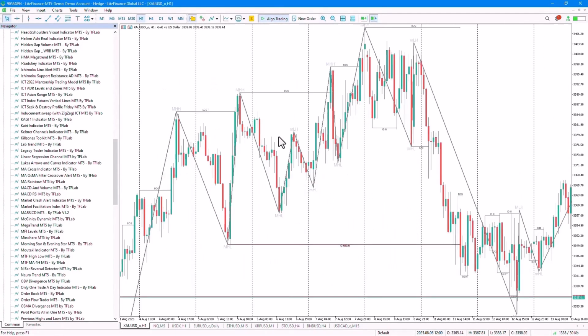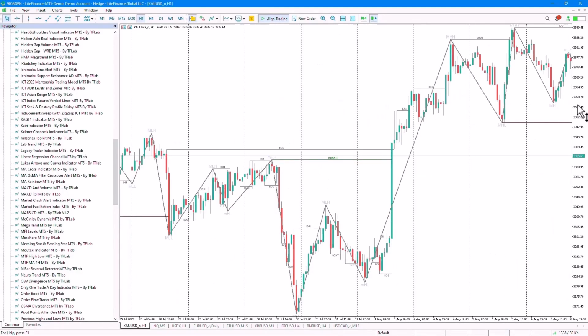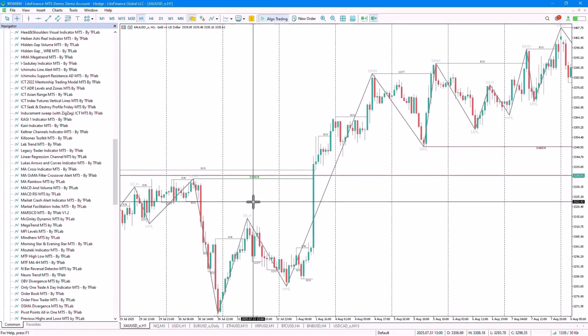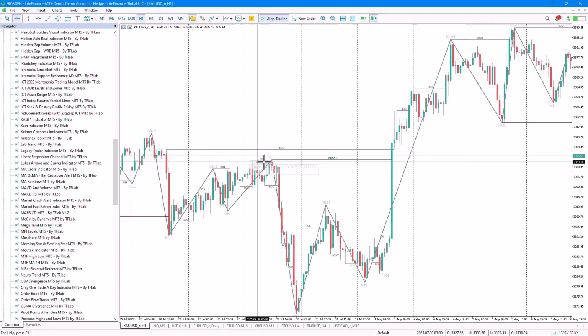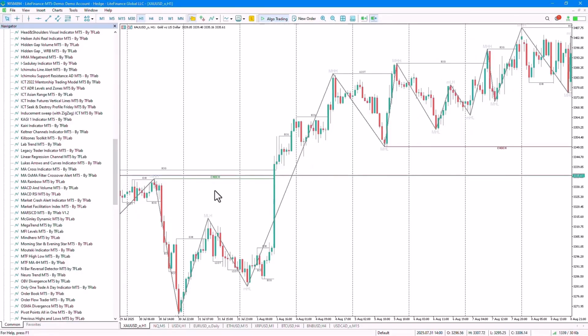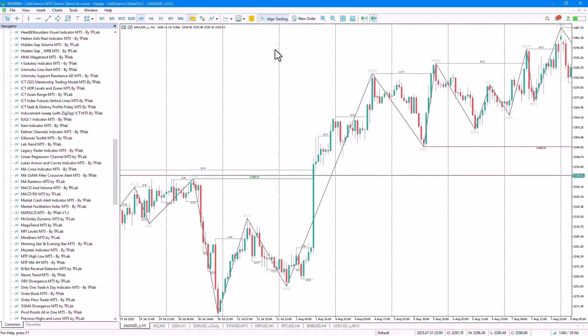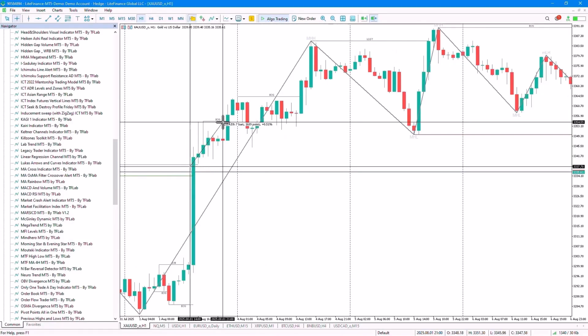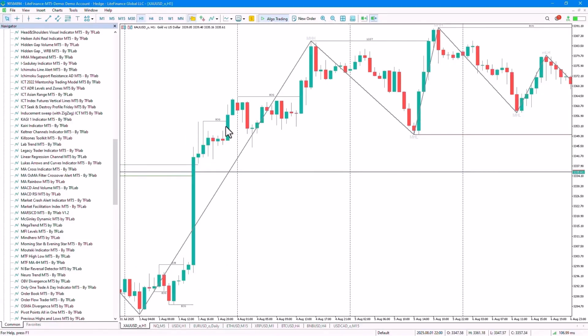This indicator identifies CH and CHoCH levels, or change of character, and displays the change in trend structure. For example, here a CHoCH level has been identified, and the price has moved upwards and broken through this level, indicating a trend reversal from bearish to bullish. After that, it identifies and displays BOS levels for us, and if the price breaks the BOS or break of structure levels upwards here, it indicates the continuation of the bullish trend in the market.